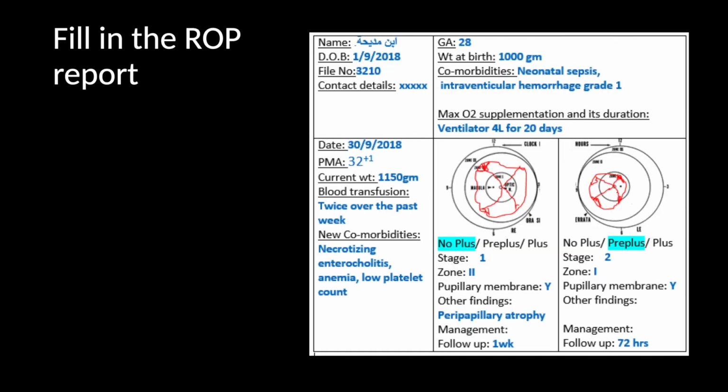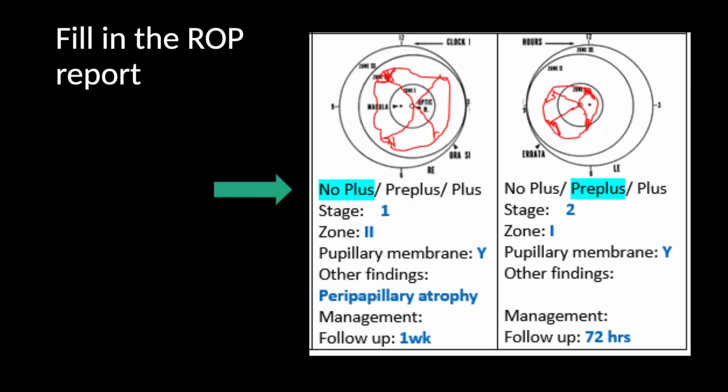When the child presents for the examination, we have to fill this form. This is the screening criteria up here, and this is the actual criteria now at the time of the examination, and then we fill in the examination data. If there is plus, what stage and what zone, and then do we have to follow up or do we have to treat now?